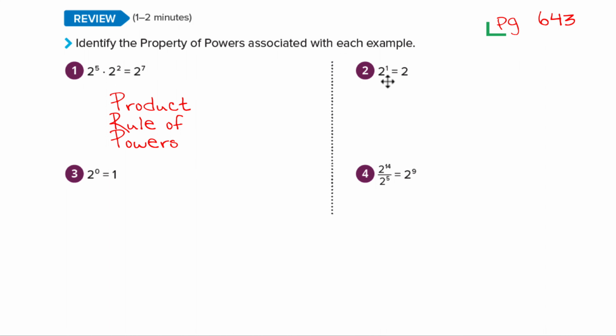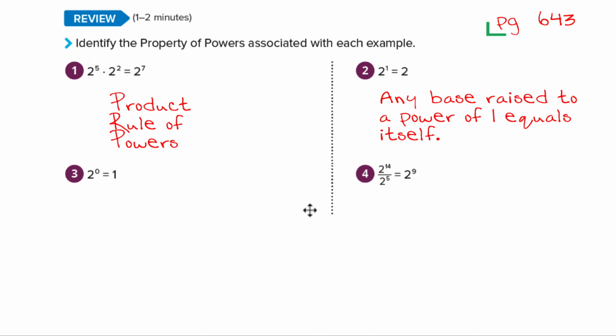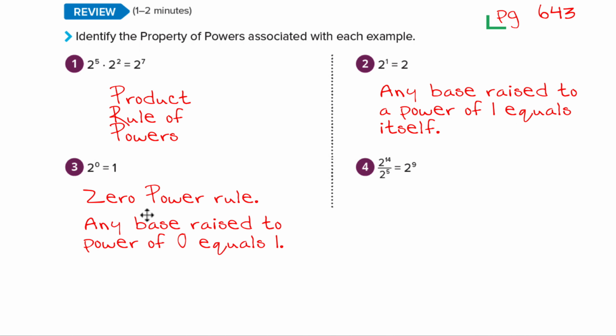Now, number 2, what's any base to the first power? Well, any base to the first power equals itself. So that's a rule that we need to know. What about any base to the 0 power? Well, any base to the 0 power equals 1. Now, that's called the 0 power rule. Some of you think it equals 0, and so you better watch out. It equals 1. Anything to the 0 power equals 1.